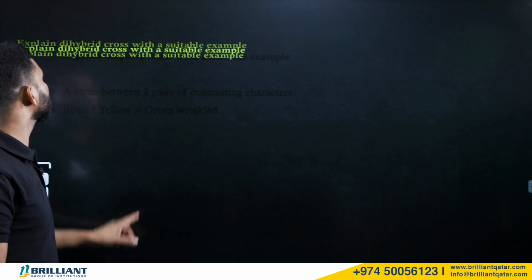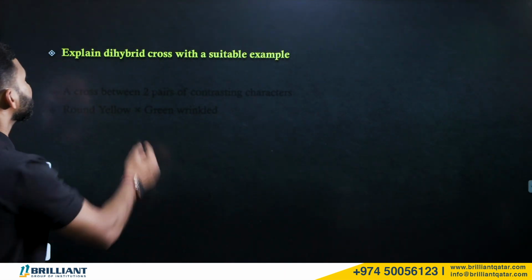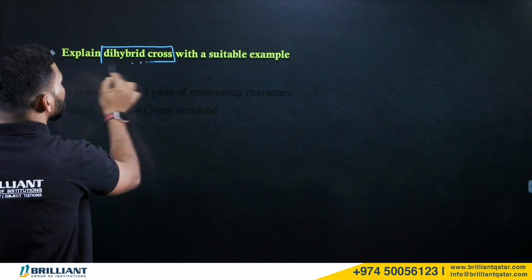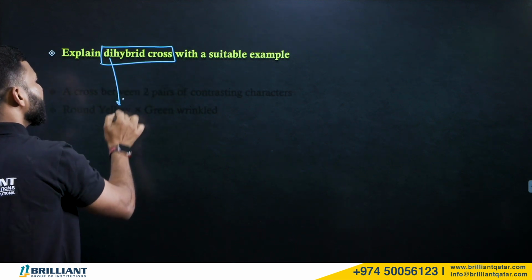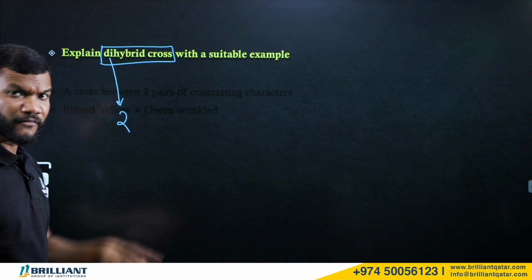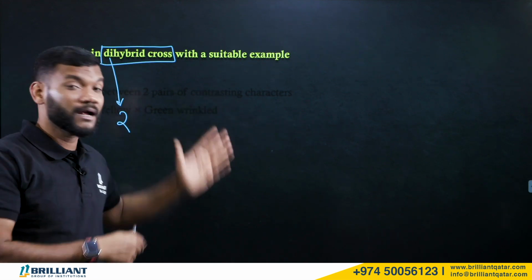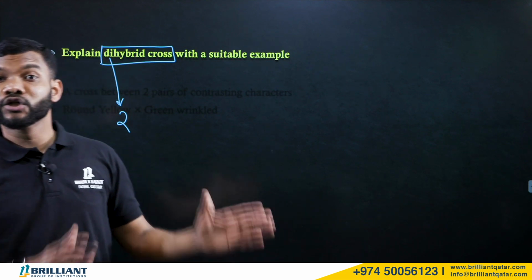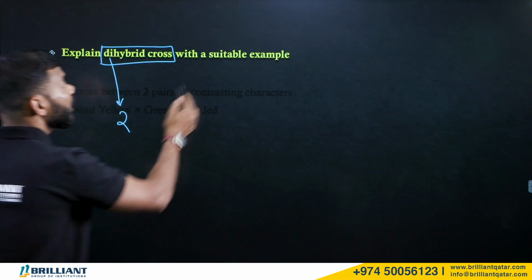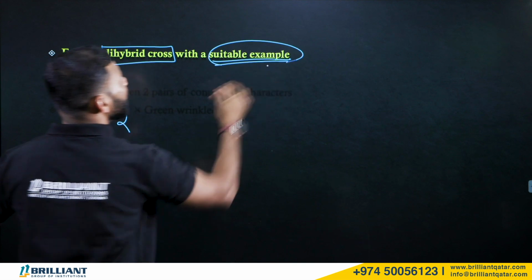What is the next question? The next question is: explain dihybrid cross. Now, what is meant by di? Di means two. Before that, we discussed the monohybrid cross, right? One pair of contrasting characters. Here, dihybrid cross means two pairs of contrasting characters, and you have to give an example.